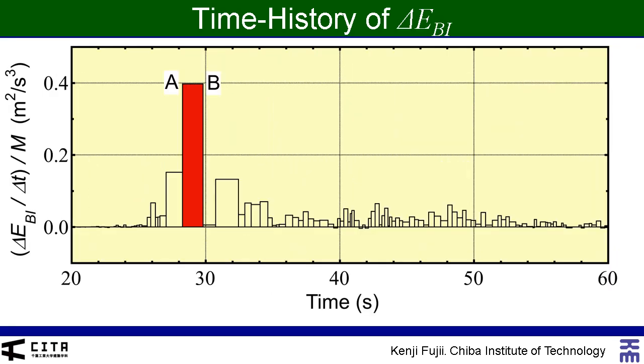Here is the time history of momentary input energy. The vertical axis indicates the rate of energy input per unit mass. The area of the red rectangle indicates the maximum momentary input energy per unit mass.